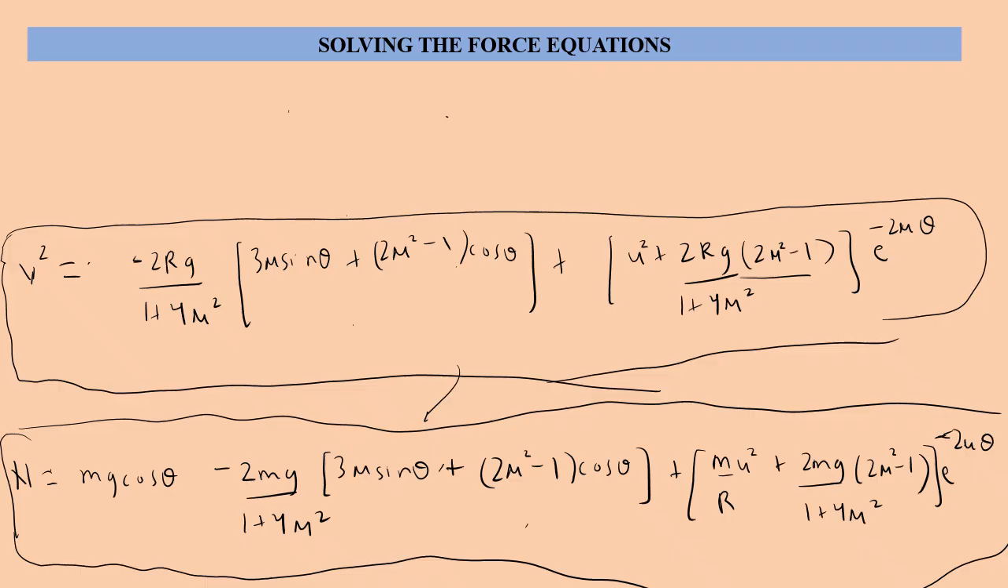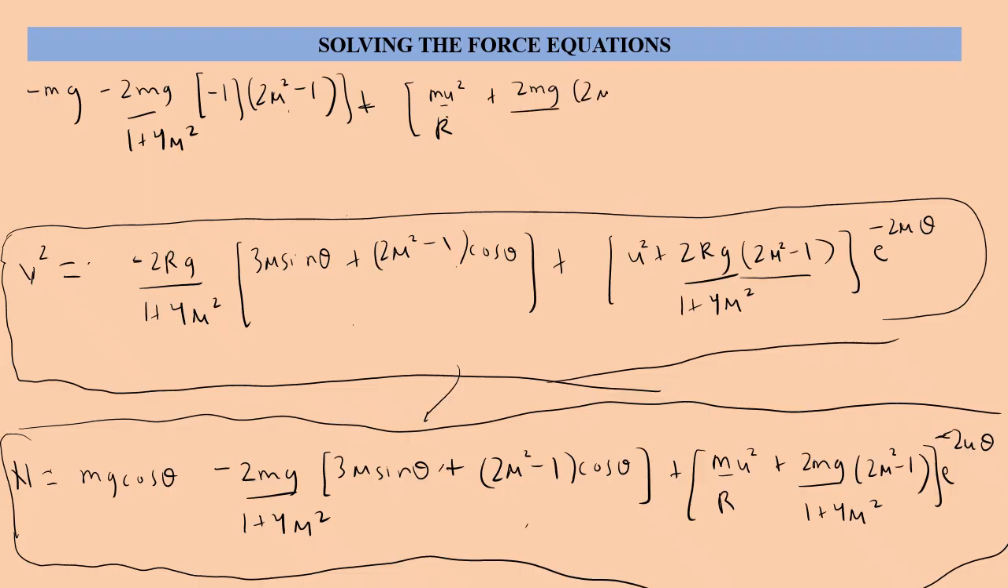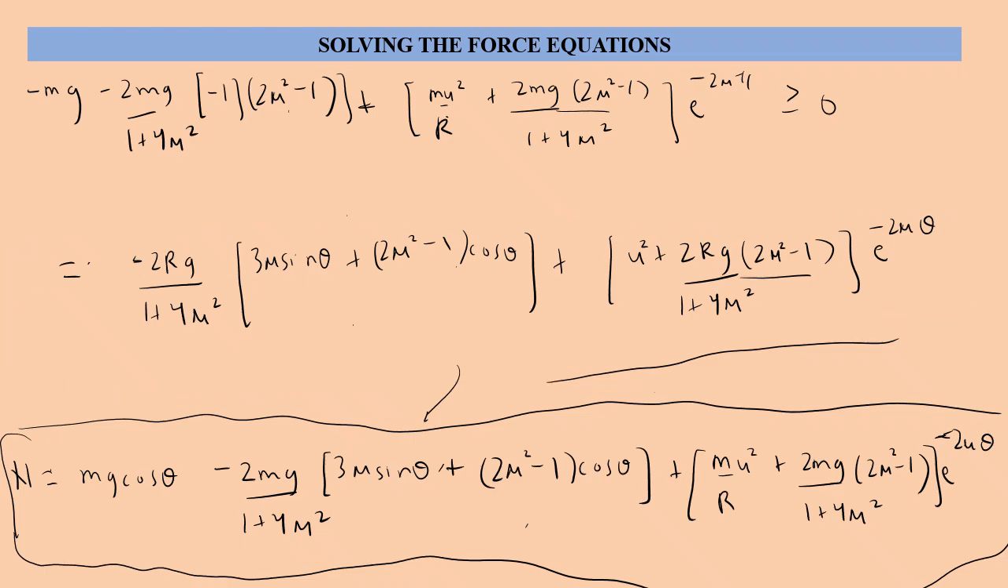So let's do it. At theta equal to pi, N will become mg cos pi. Cos pi is -1, so minus mg minus 2mg over 1 plus 4μ², square bracket, sin pi is 0 and cos pi is -1, so again we get -1 times (2μ² minus 1), plus square bracket, mu square over r plus 2mg times (2μ² minus 1) by 1 plus 4μ² times e to the power -2μπ. This must be greater than or equal to 0. And from this inequality, we can now find the minimum value of u.